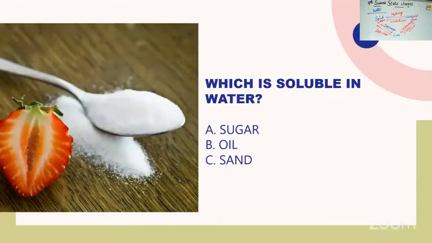Next question. Which is soluble in water? What is this? Yes, sugar. Sugar or salt. So, which is soluble in water? First option, sugar; oil; and sand. These are the three options. Which one is soluble in water: sugar, oil, or sand? I think it is also very easy for you. Please write the right answer.